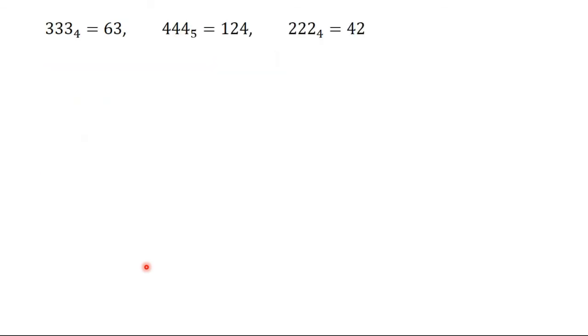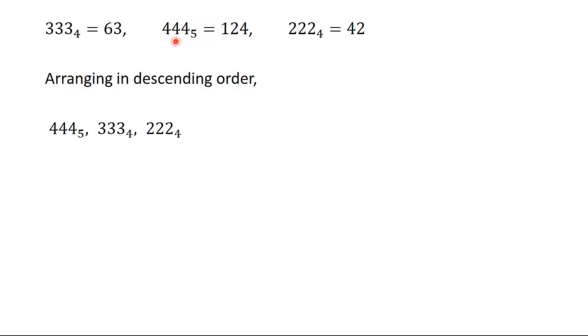So we have seen that we have now converted all the numbers to base 10. So 333 base 4 in base 10 is 63. 444 base 5 in base 10 is 124. 222 base 4 in base 10 is 42. So in arranging them in descending order, you know this one is the biggest one, so 444 base 5, followed by 333 base 4, then this is 222 base 4.